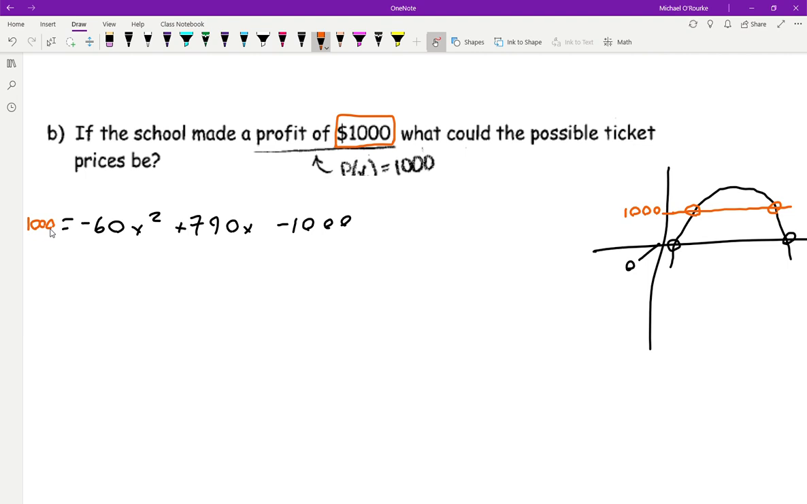Now my question for you is, can we start the calculation right now, or do we have to do something before we start using the quadratic equation? Can we start it now, or do we have to do something first?